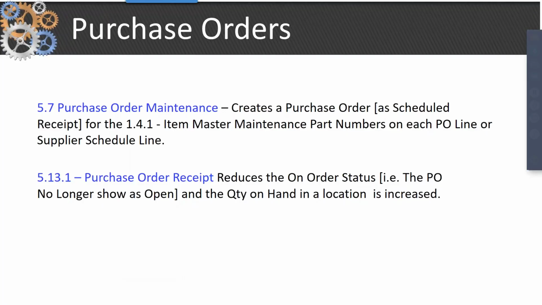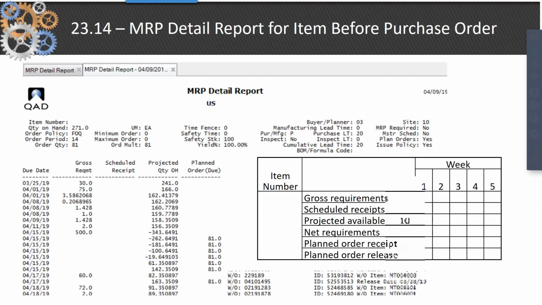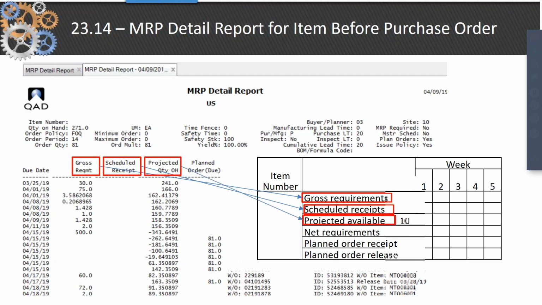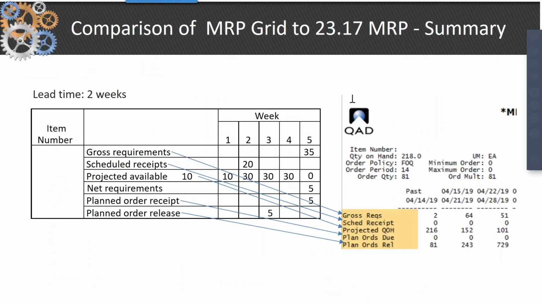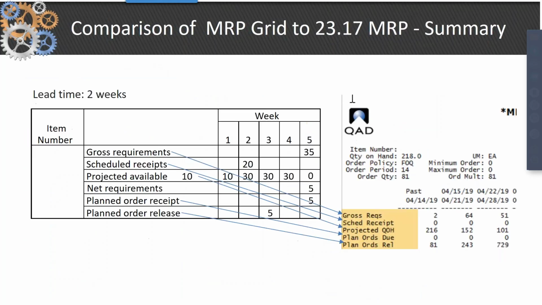So let's look at how processing of particular items works in terms of MRP. First of all, purchase orders are obviously supply that's going to come in, and we'll look at purchase order maintenance and purchase order receipts. This is 23.14, the MRP report, before a purchase order is placed. Let's relate that to our little MRP grid, and you can see the gross requirements, scheduled receipts, projected quantity on hand, and planned order receipts. Some people like to see horizontal examples. I particularly like the vertical, because the vertical gives me more information regarding MRP, but it's a choice.